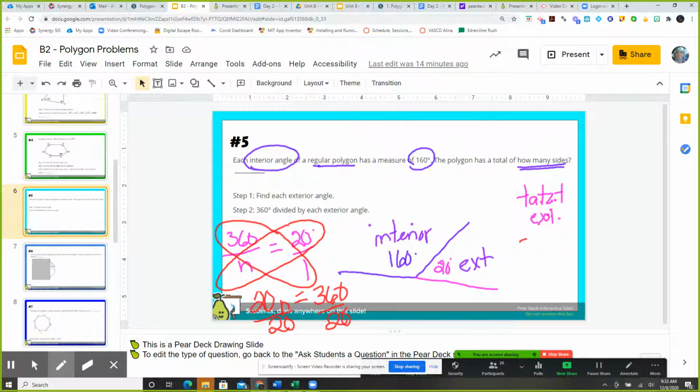Divide by 20. So 360 divided by the exterior angle gives you the number of sides. This is another formula that you can remember. 360 divided by that exterior angle is going to give you the number of sides. So if I do 360 divided by 20, what's the number of sides? 18. Love it.